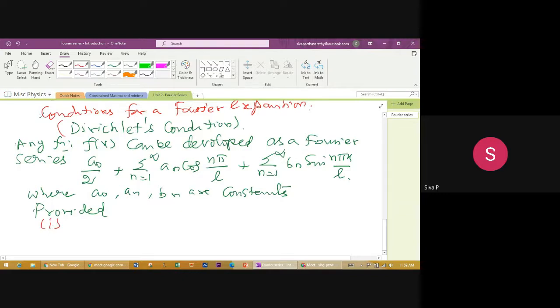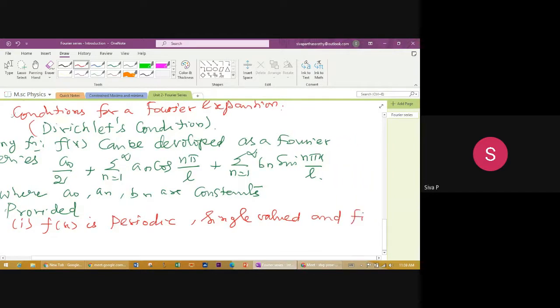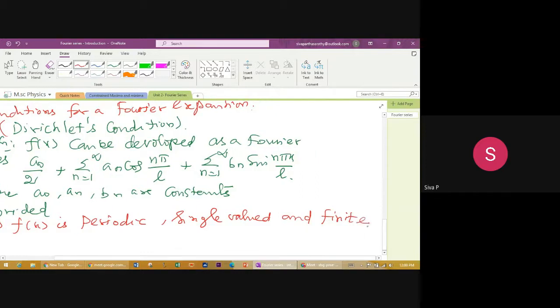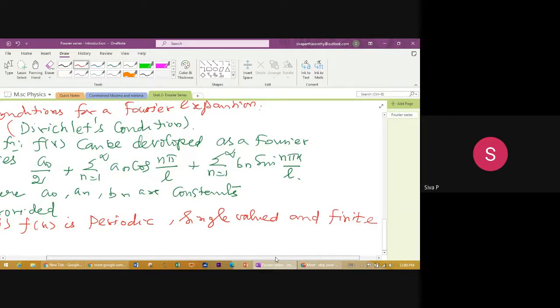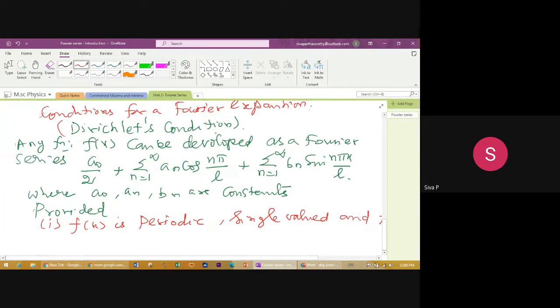First condition is f of x is periodic. That is the first condition. And single valued and finite. F of x is periodic, single valued and finite. Okay, that is the first point.